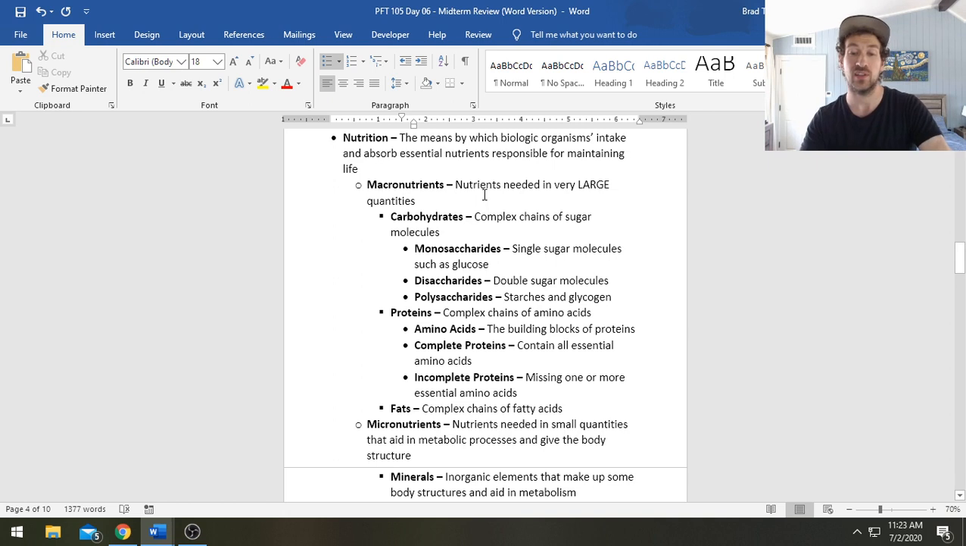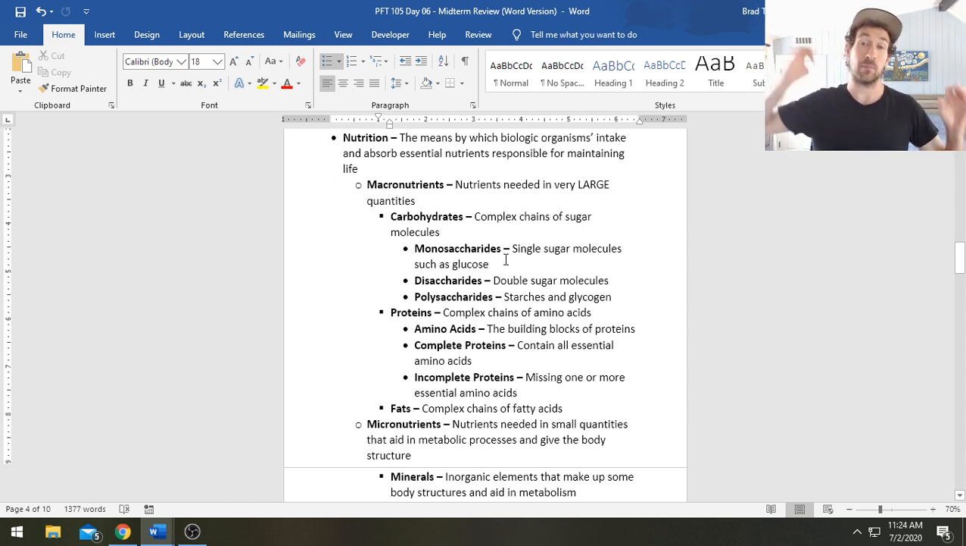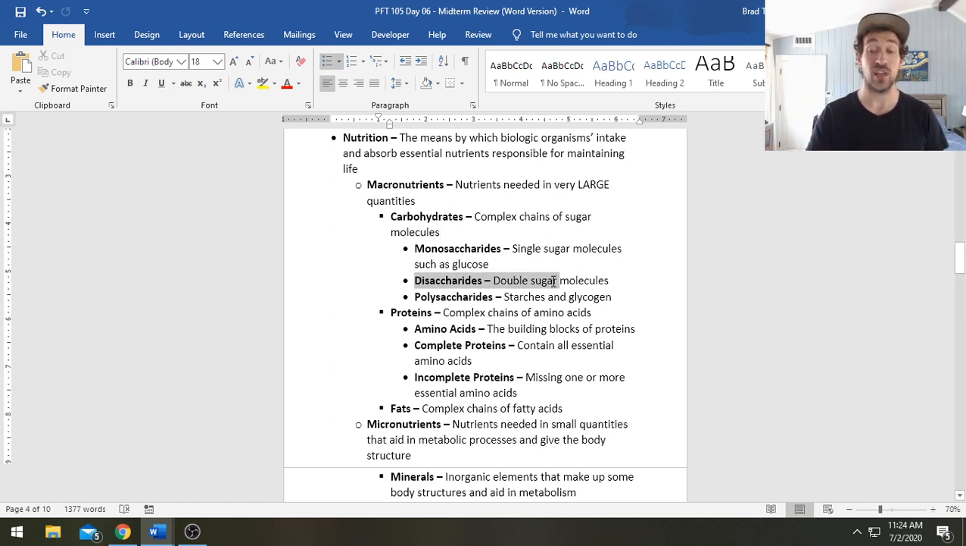So macronutrients, the reason they're called macro is because you need them in super large quantities. First one we're going to talk about is carbohydrates. These are big complex chains of sugars, right? You're going to see monosaccharides, which are single sugar molecules. Glucose is a really good example of that, right? Our digestive system's job is to take complex carbohydrates and break them into those sugars so that they can be used for ATP production. You've also got disaccharides, which are double sugar molecules.